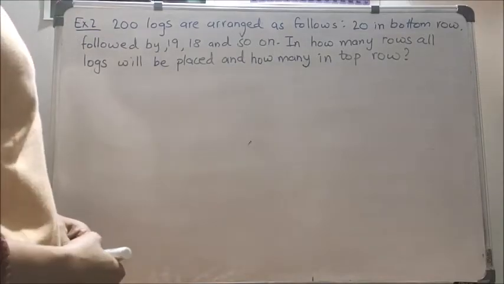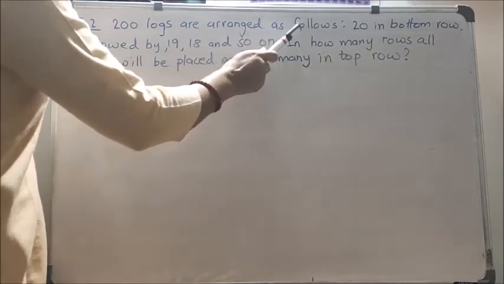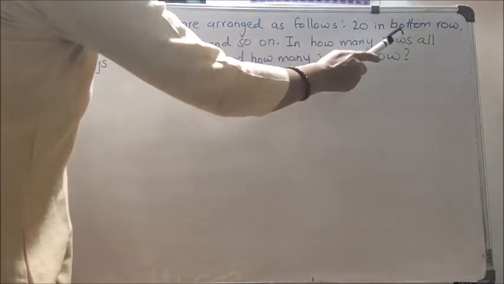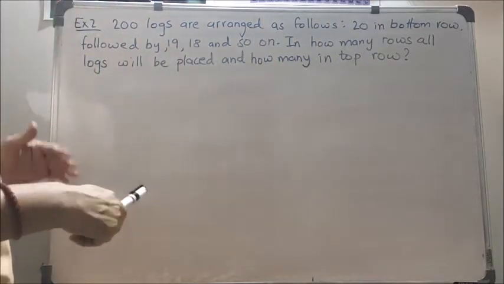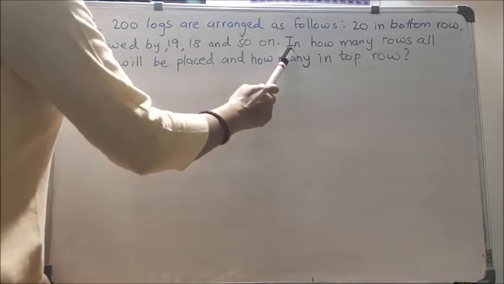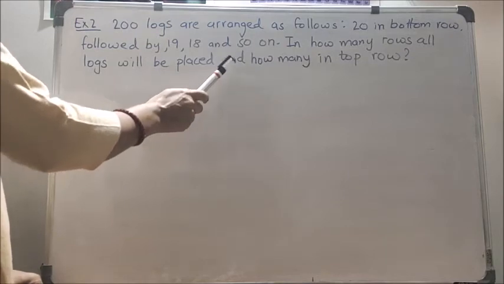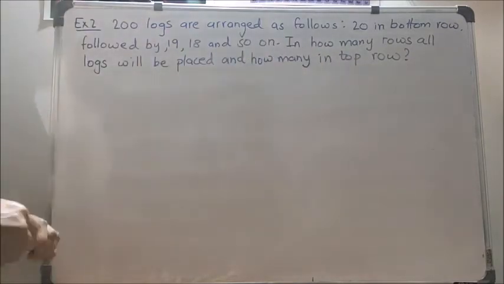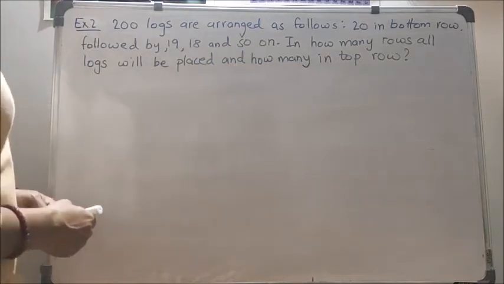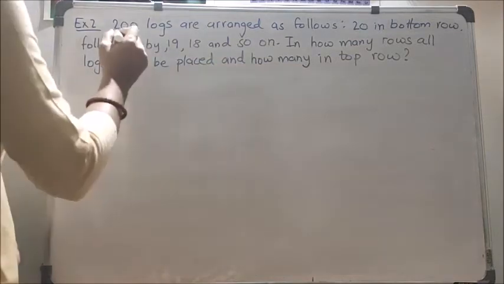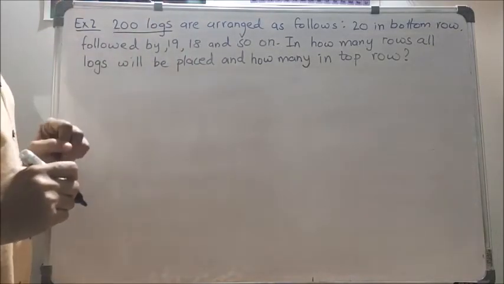Let us see another example. 200 logs are arranged as follows: 20 in the bottom row, followed by 19, 18, and so on in the above rows. In how many rows will all logs be placed and how many in the top row? Now, let's look at the numbers first, what they are saying. 200 logs are arranged, so total logs are 200. That means this is the sum of all the logs.